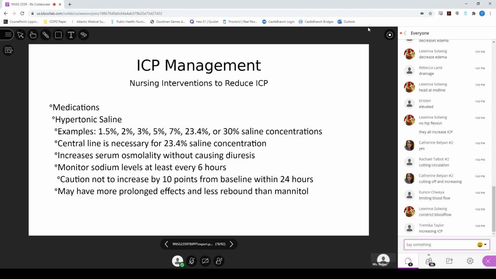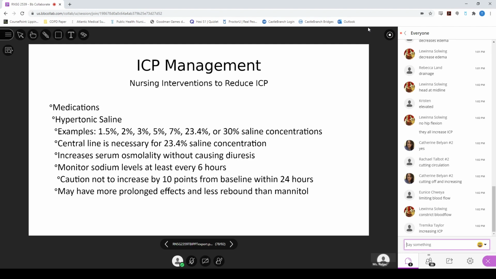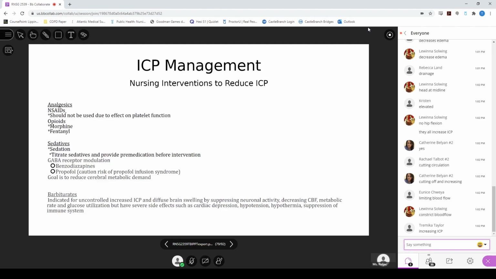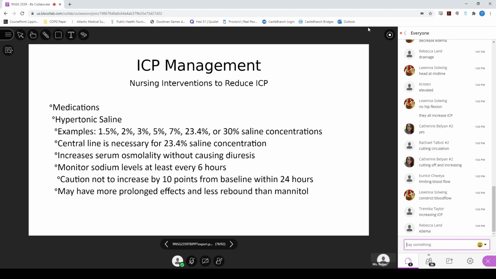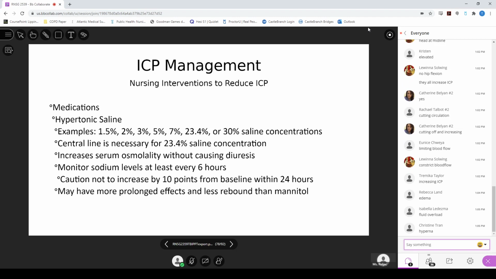This increases osmolarity without causing diuresis. And you need to be monitoring your sodium levels every 6 hours. What are we monitoring for? If you're now given a hypertonic saline solution, you're going to be monitoring for hypernatremia. And then do not increase more than 10 points from the baseline within 24 hours. So if your sodium's 120, don't go past 130 in the first 24 hours.